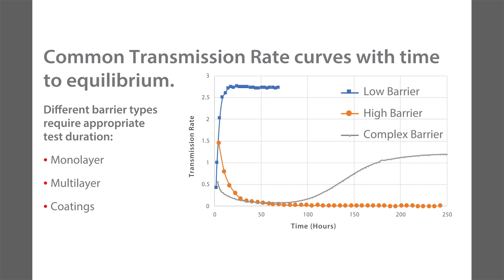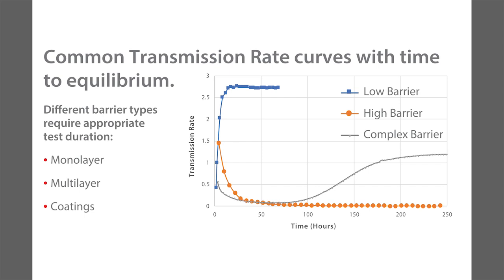We could set up the test and run oxygen on one side and then run nitrogen on the other and start taking data. But how long does it take for the sample to get done and come to equilibrium? And that's a great question. And the answer is we don't know until we run the test. Now, we may have a good idea if we know what the material is and how thick it is, but it can really vary quite a bit.